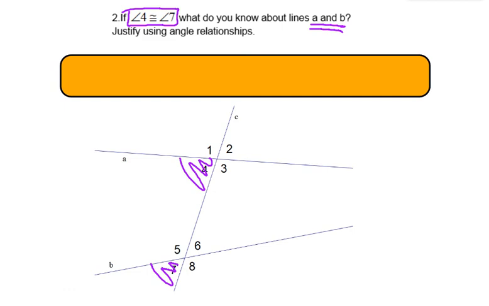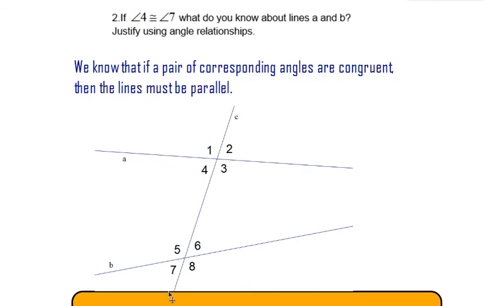Getting back to this problem, we see that if you did that translation, 4 would map onto 7, so they're called corresponding angles. Since we know they're congruent according to the information given, the lines must, in fact, be parallel. Here's the solution to this problem. We've learned that if a pair of corresponding angles are congruent to each other, then the lines must be parallel, and that's exactly what we have in this problem. Therefore, the lines are parallel.